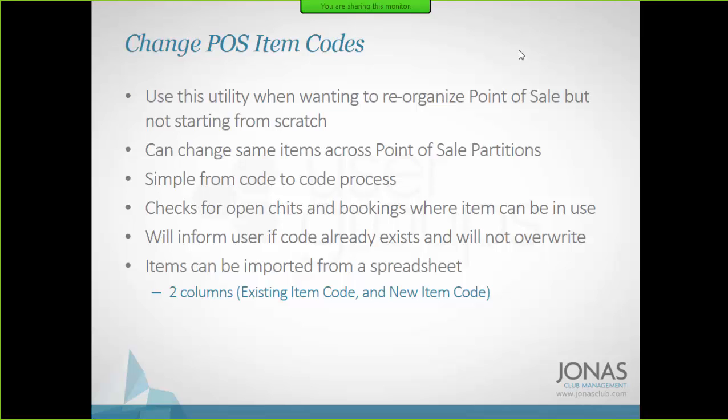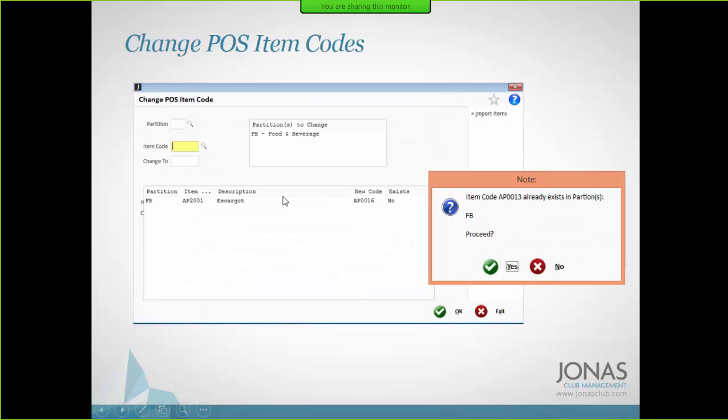You simply go in, tell it which item you want and what you want the new code to be. You can do it for multiple items, that's perfectly fine. Or, as you see here, you can import it from a spreadsheet. So if you want to change all the coding of all your items, you can design it in Excel and then bring it into this change function. You just tell it the old code and the new code, or you import it from an Excel spreadsheet.